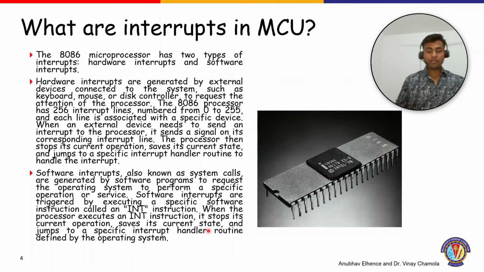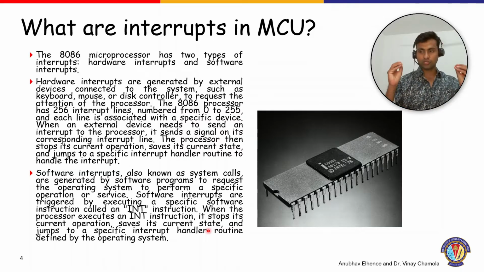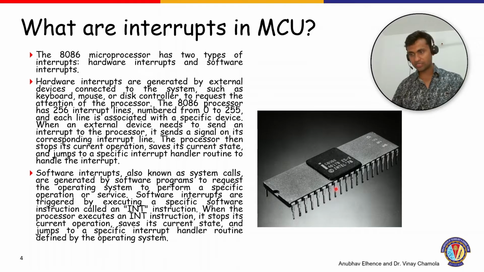So the 8086 microprocessor has two types of interrupts in general. Like most any architecture, it has two types: hardware interrupts and software interrupts. I've written particularly 8086 just to tell you that first of all, this is a chip of 8086, a dual inline packaging, and some of these pins you can see we do not know as of now. You'll see in future lectures what each of these pins does, right?